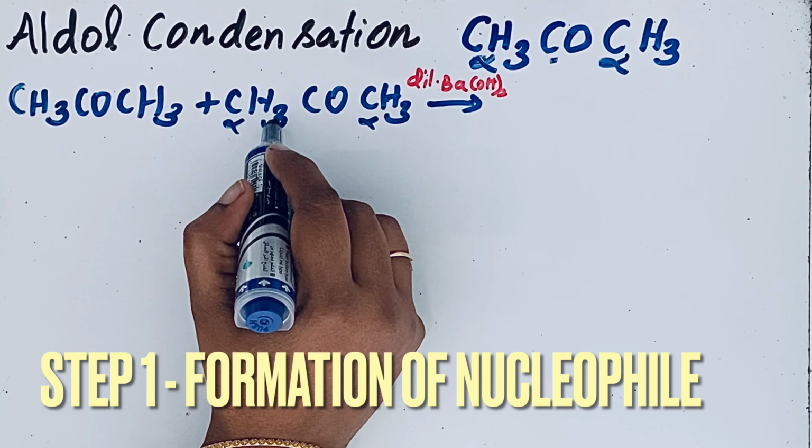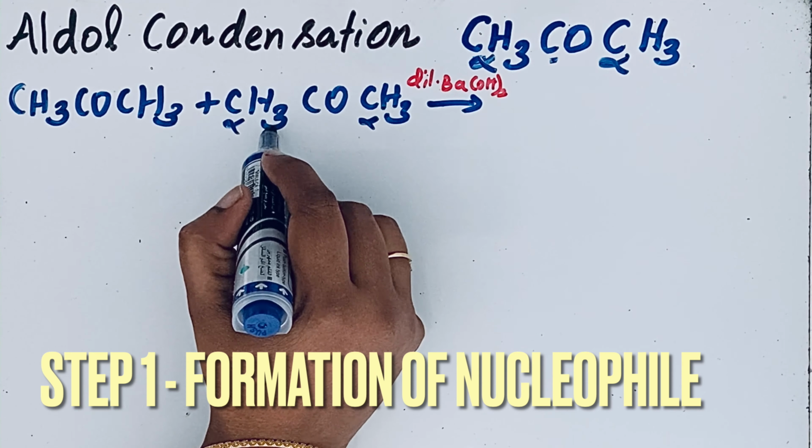This alpha hydrogen is highly acidic, so this acidic hydrogen is readily abstracted by the OH minus ion. So we can write CH2 minus and form that carbanion. It acts as a nucleophile. Look at the second molecule. This carbon is partially positive and this oxygen partially negative, so this carbon acts like an electrophile.